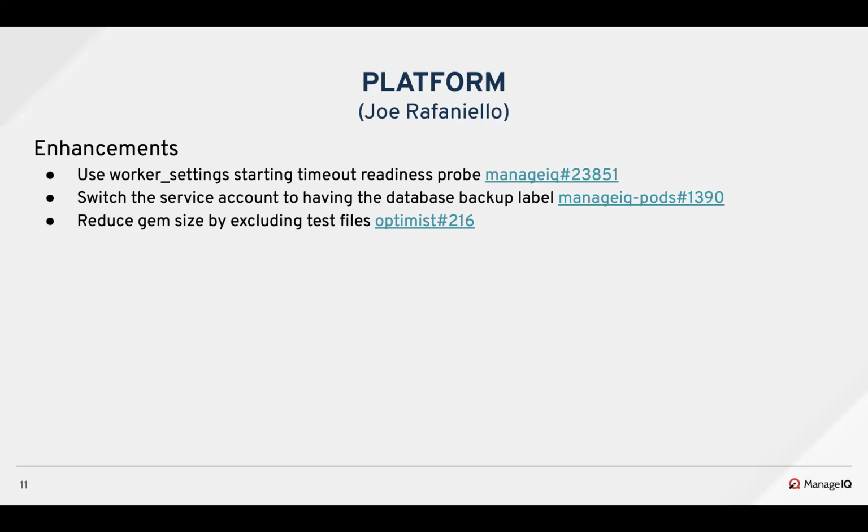For platform enhancements this sprint, as Adam already discussed, in Core, he added a worker settings for the starting timeout readiness probe. In Pods, Brandon switched the service account to having the database backup label. In Optimist, a community user reduced the gem size by excluding test files. Next slide.